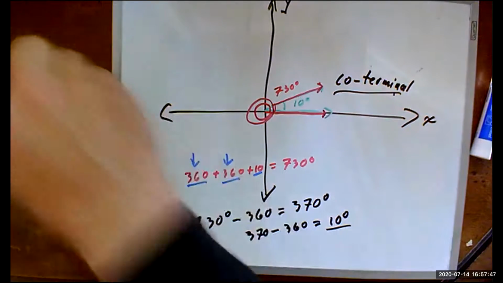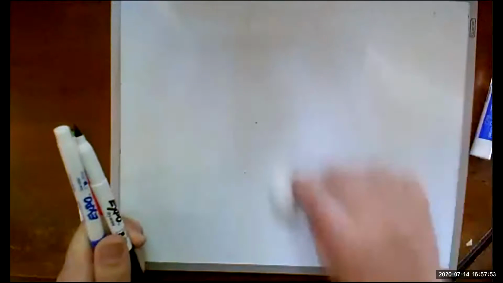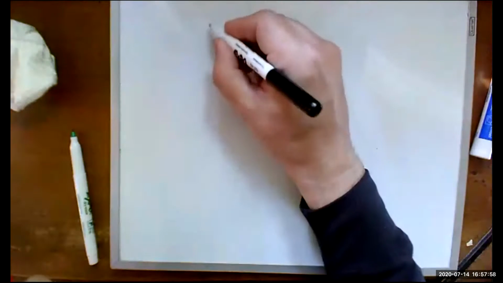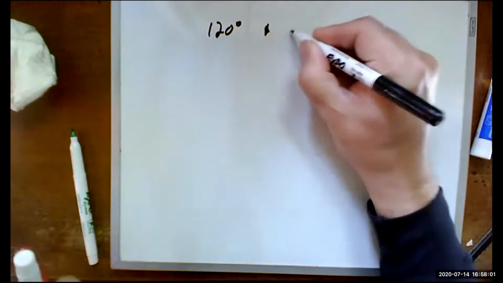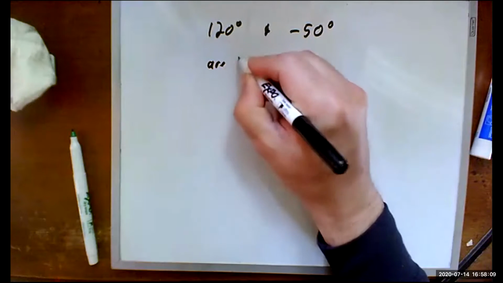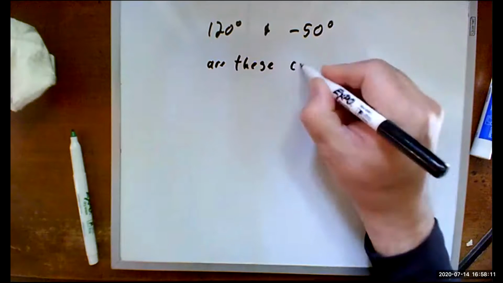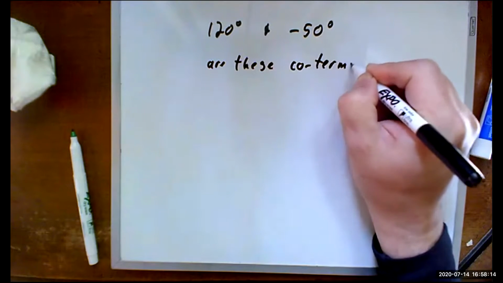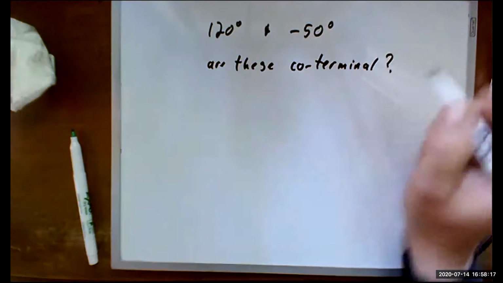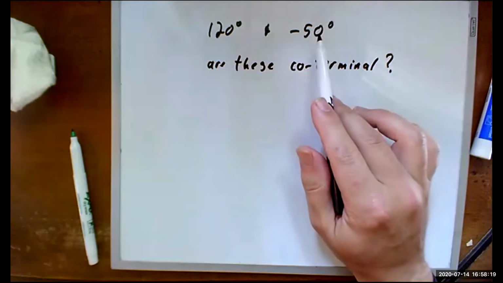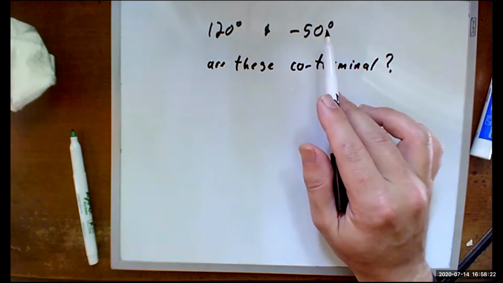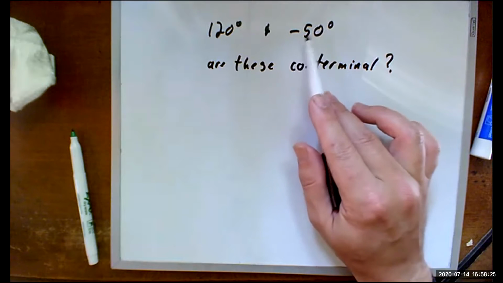Okay, let's take a look at another one just really quickly. We'll do this one without a picture, and we'll see if we can just do it by the numbers. So, say we have the angles 120 degrees and negative 50 degrees. Are these coterminal? Well, dealing with the negative 50 is a little bit difficult.